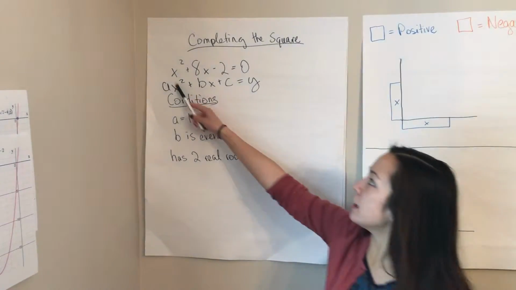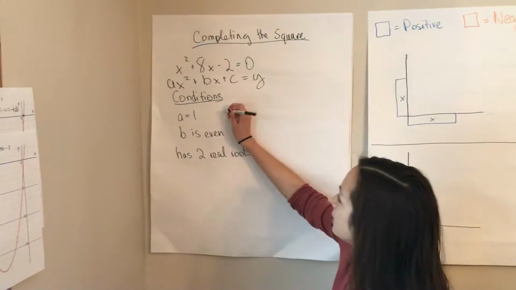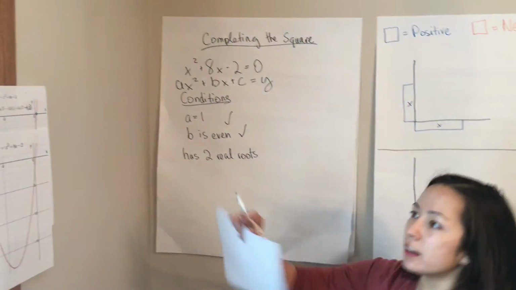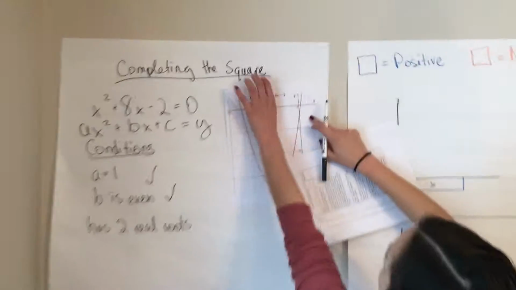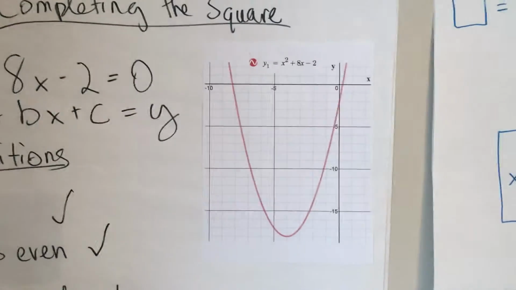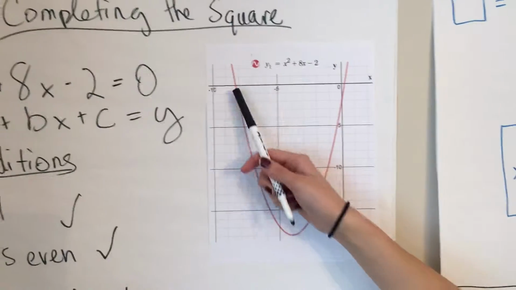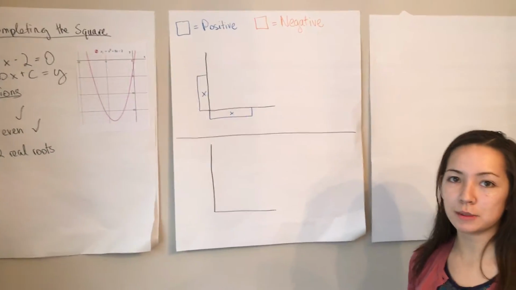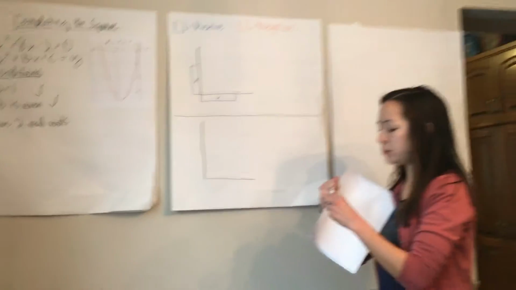So you can see that in our equation, the a value equals 1, the b value is even, and I plotted our graph, the y equals form, on Desmos here. And you can see that our graph has 2 real roots where it crosses the x-axis. So now that we know that we've met our conditions, we are going to start a process of completing the square using algebra tiles.